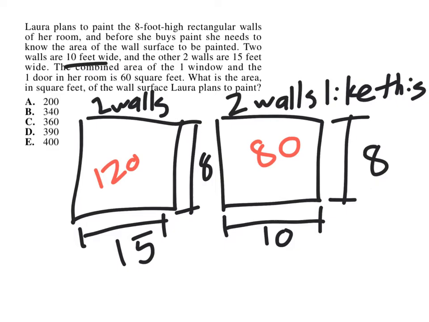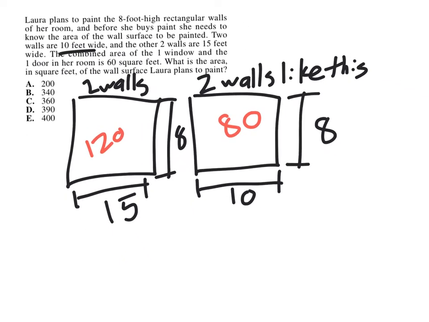So how much area are in these 4 walls combined? Well, we would just add 120 plus 120 plus 80 plus 80. So that's 240 plus 160, which is 400 square feet. So if she was painting all of this area, she would need 400 square feet of paint.